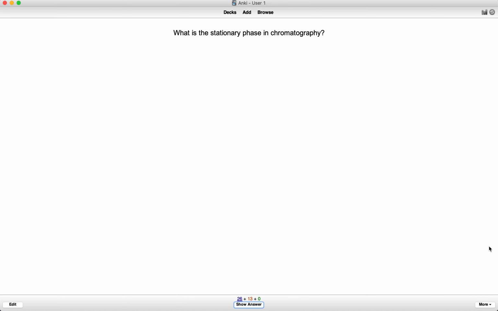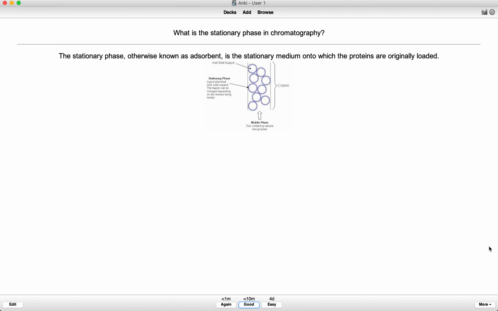The stationary phase in chromatography is something that's polar. We have polar beads, for example silica beads or alumina beads.